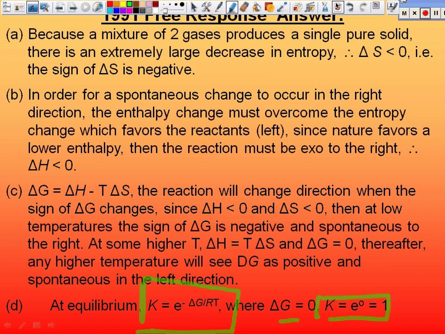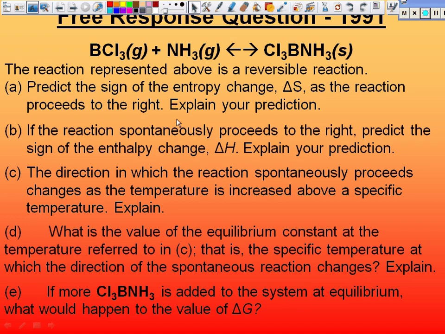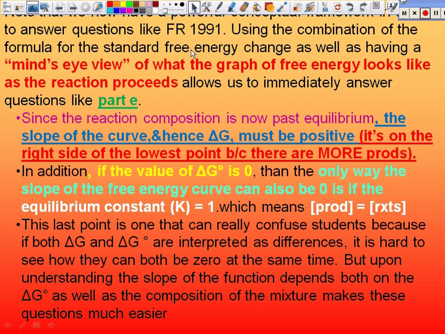Now, this last one: if more of this product is added to the system at equilibrium, what would happen to the value of delta G? So you're adding solids, so what's going to happen to equilibrium? I don't even know what this says. I don't like that question either. All right, so we'll pick up here tomorrow.